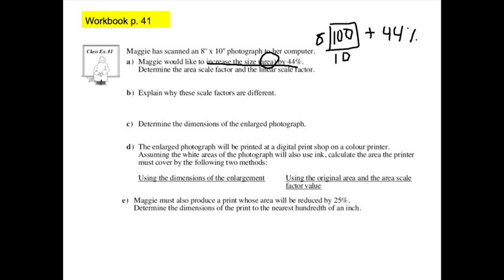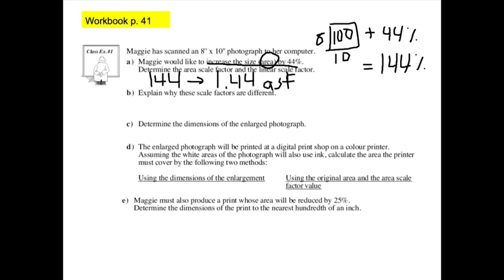So this photograph will be 144% of the original size. This essentially is your area scale factor. As a decimal, it's going to be 1.44. So that's your area scale factor.